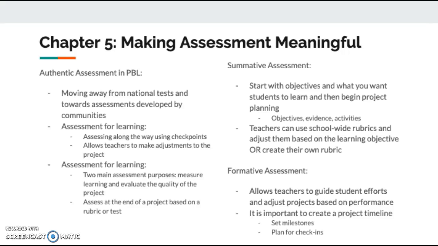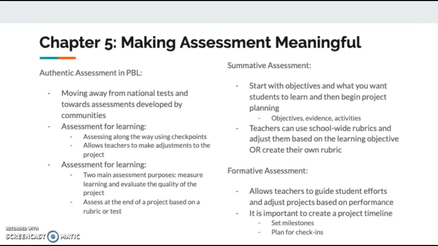So you want to assess at the end of a project based on a rubric or tests or other ways, and that's called summative assessment. So first we'll talk about summative assessment. Summative assessment is what you want to start with because this will frame your whole project. So this is the objectives of the project, what you want students to learn, what you want them to gain from the project. So this should be your first point when creating a project.